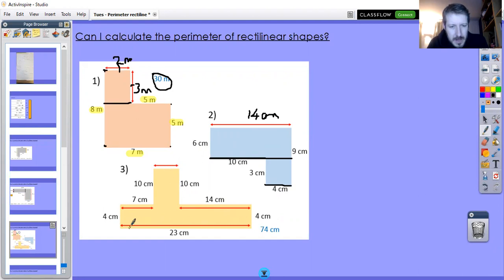We know that all of this together is 23. We know that this bit is 14 and this bit is 7, which means if we add the 14 and the 7 together, we'll end up with 20. No, 21. And this bit here will then be 2 centimeters. So 3 times 7 is 21. So we've got 3 lots of the 7, which will make 21. And then this bit here will make up the rest of the 23, to make it this length here, 2 centimeters. And then we add it all up together to get 74 centimeters. All right.